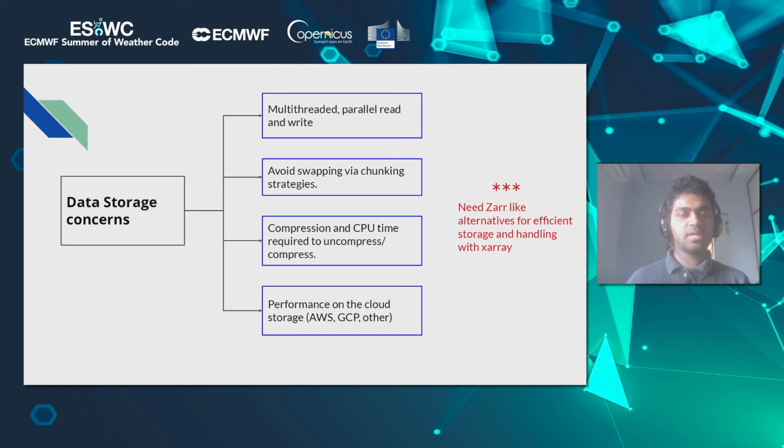Then we also want compression, and the CPU time required to compress or uncompress. We need to work on that as well. We need to have faster access to data. And we also want to check the performance on cloud storage, how it goes. For all these, we need Zarr-like alternatives, which can help in efficient storage and handling with the help of Xarray. So this is still an experimental thing. Next slide.